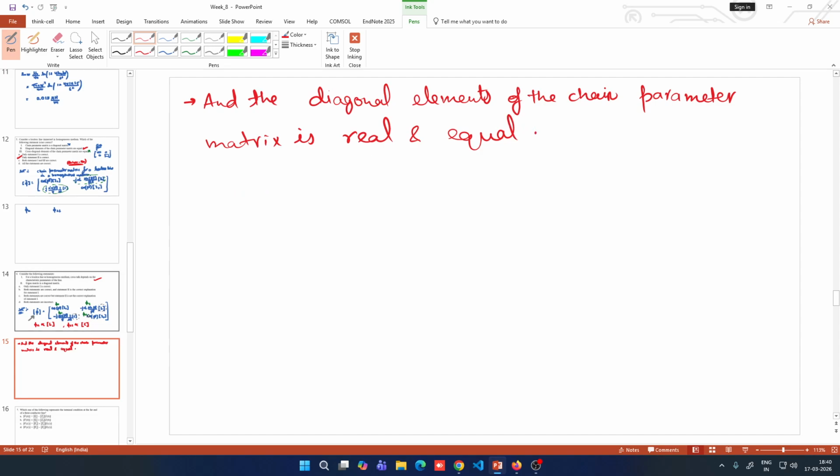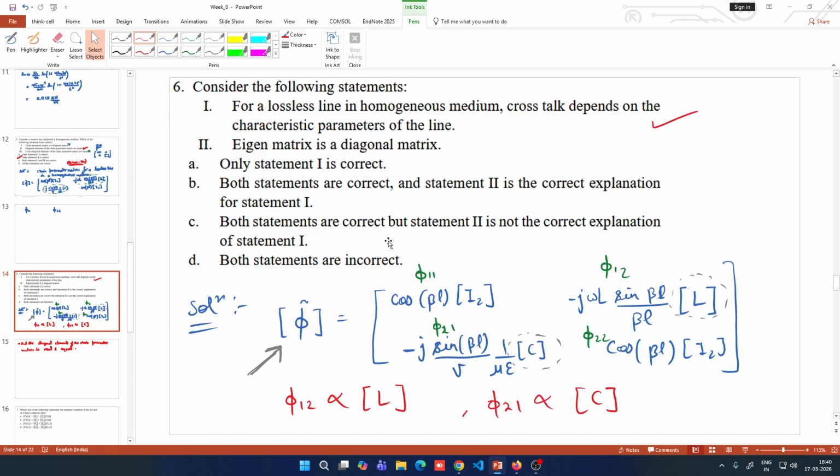So which states that the eigenmatrix is a diagonal matrix. So now we will go, statement 2 is also correct. Now the correct option is option B. So both statements are correct, and statement 2 is the correct explanation of statement 1. So option B is correct.